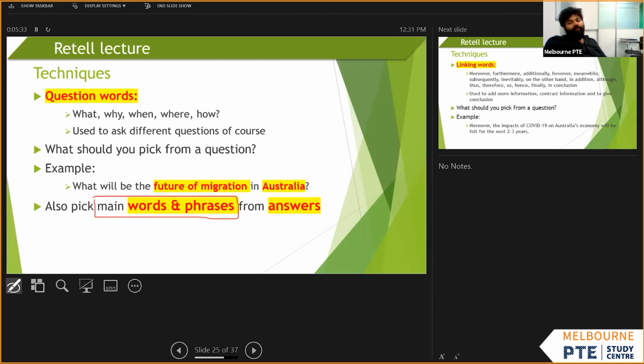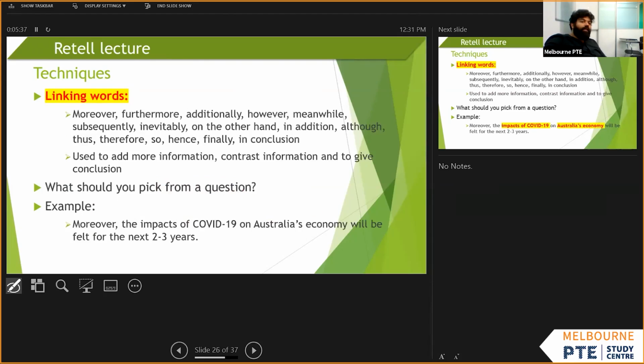Okay. Now, moving along to the next thing. These are your linking words basically. Now they can be used to add more information, contrast information, or at times to give conclusion as well.